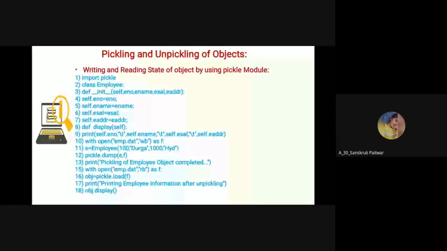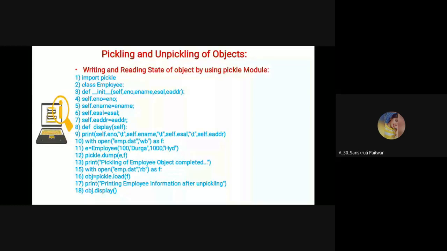So whenever you are creating an employee object, you have to pass these four parameters to that employee object: employee number, employee name, employee salary, and address. These four parameters will become the state of the employee object. That state we are going to write in a text file or in any file. Now here one method is there, def display(self). This is an instance method, which prints self.eno, self.ename, self.esal, and self.eaddr.